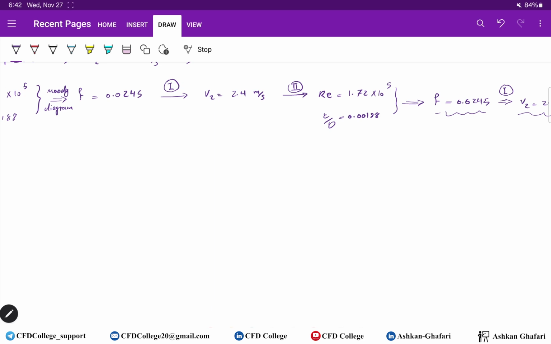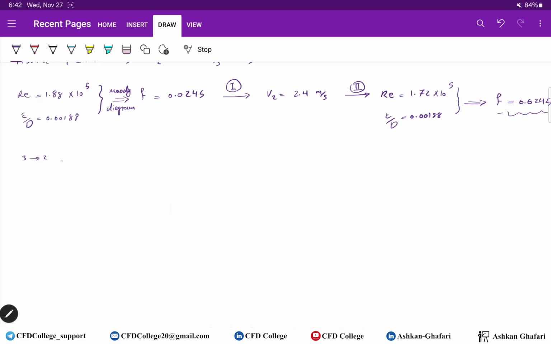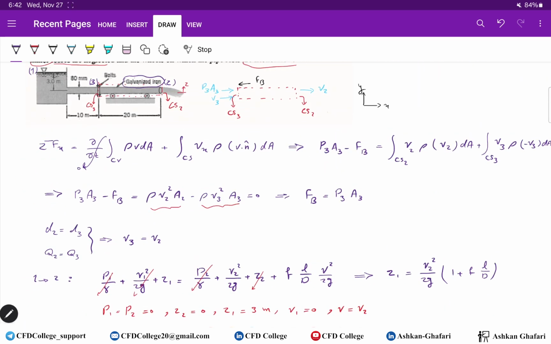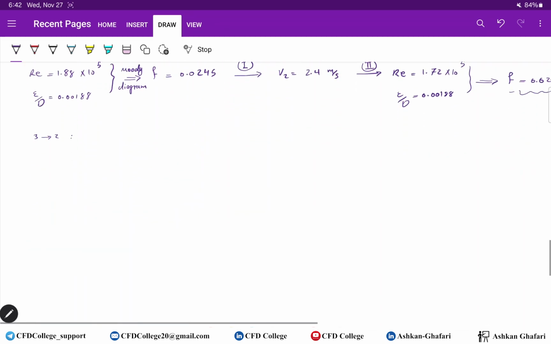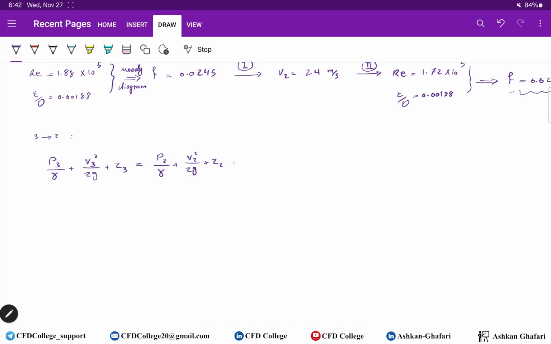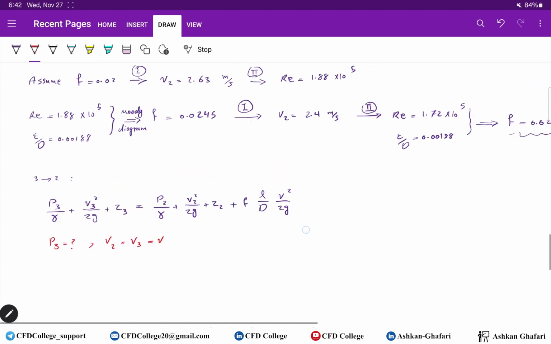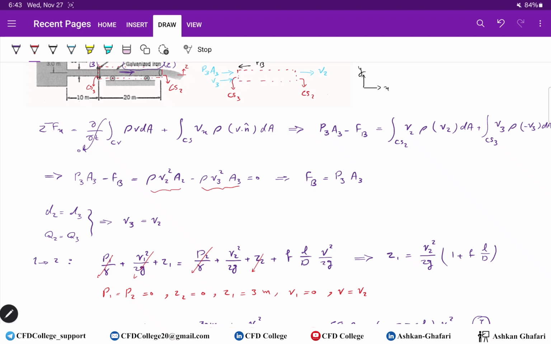Now you can use the energy equation between point 3 and 2 to find the pressure at point 3. But remember, this is the flow direction, so we should start from point 3. P3 over gamma plus V3 squared over 2g plus Z3 equals P2 over gamma plus V2 squared over 2g plus Z2 plus FL over D V squared over 2g. Now we want to find P3. We know that V2 equals V3 equals V, so the velocity between point 2 and 3 is V2 or V3.